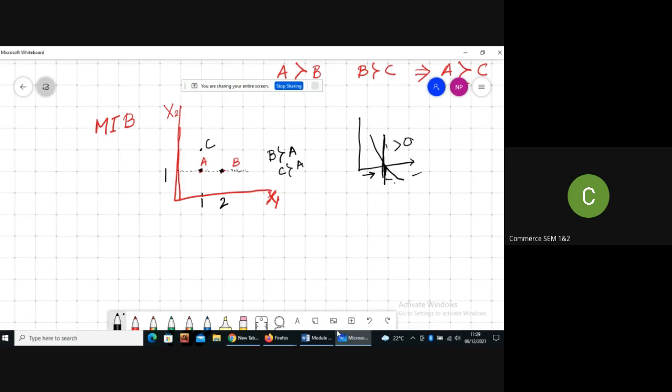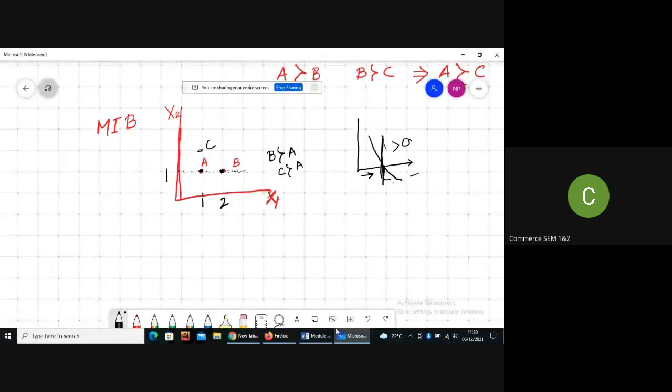So if you get more of any commodity, keeping the amount of the other commodity unchanged, that means your amount of utility will go up at point B compared to point A. Similarly, here at point C, you are keeping the amount of X1 constant, but you are getting more of X2 than at point A. So utility at point C will be higher than utility at point A. So the consumer will prefer point C to point A. So if you get more of the same thing, that point will be preferred by the consumer.